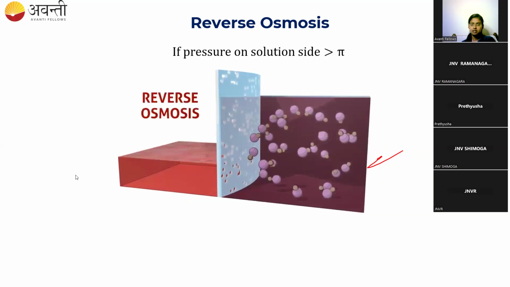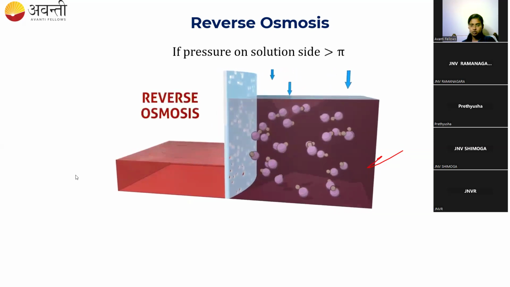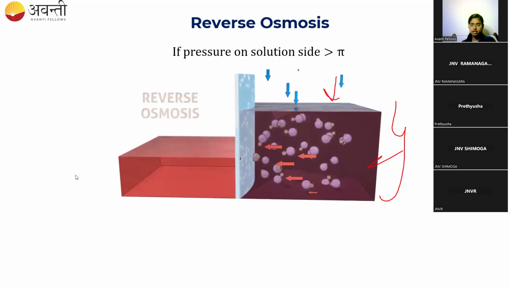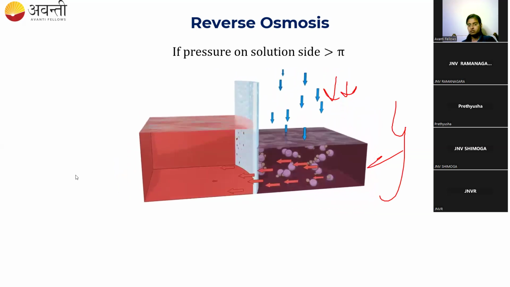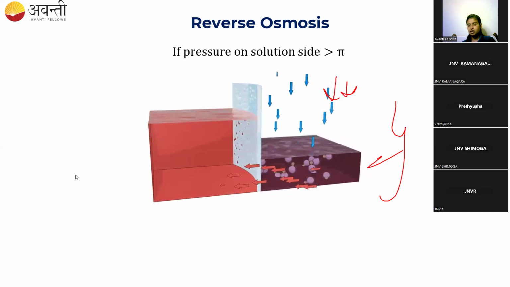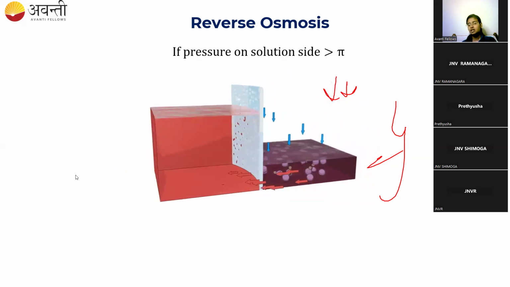Just see here. This is reverse osmosis. This is the solution part. Pressure is applied here. Because of the applied pressure, the particles from higher concentration are moving towards the lower concentration. This is reverse osmosis. This is the opposite of osmosis.